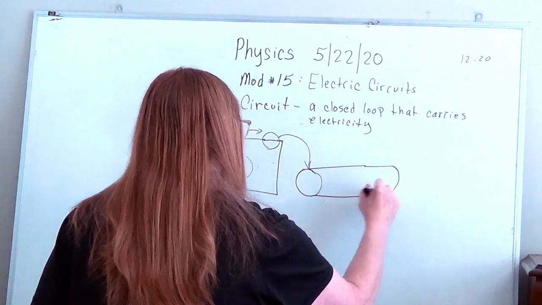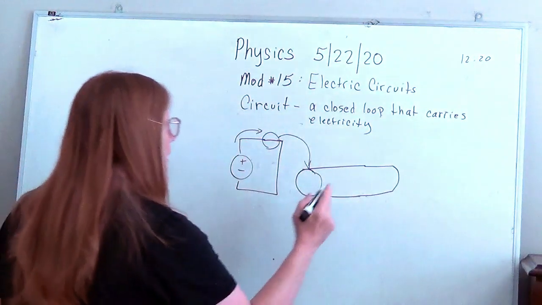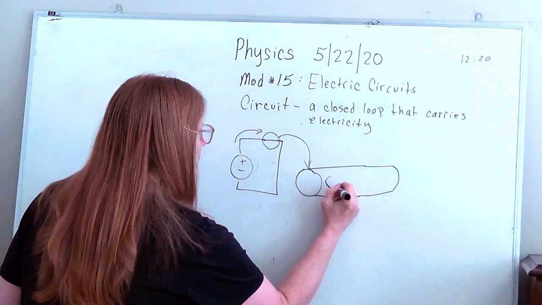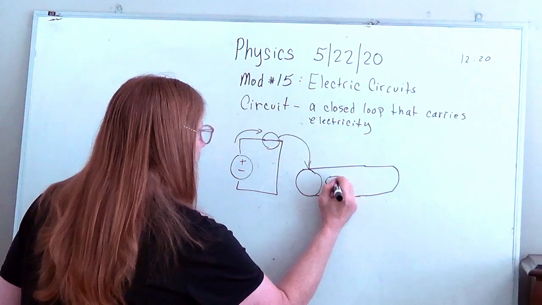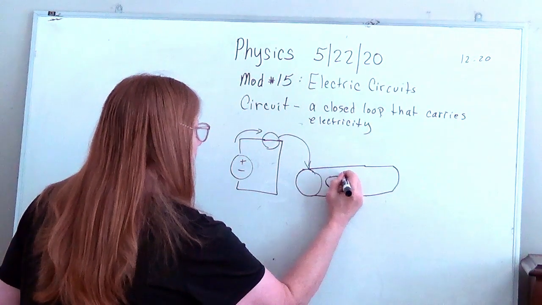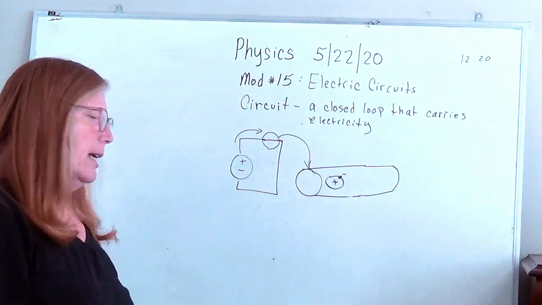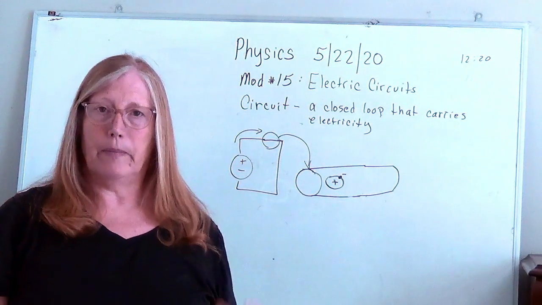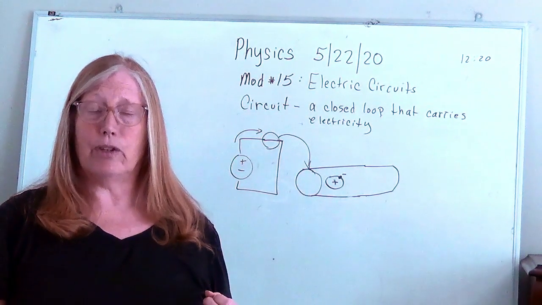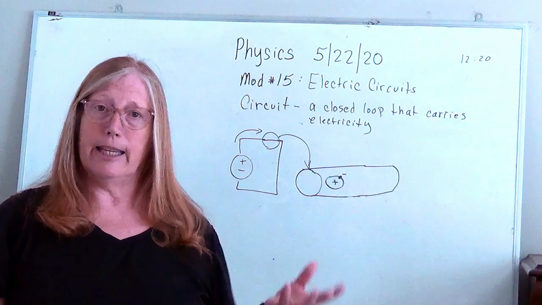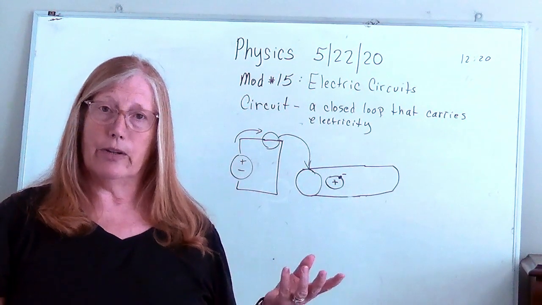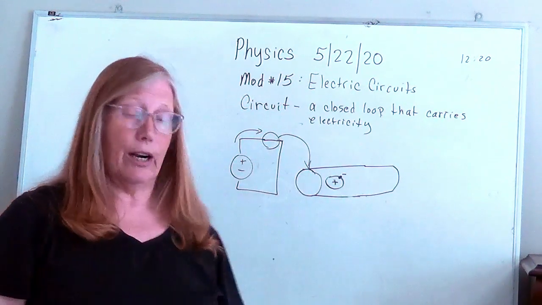All right, so here's the wire, and inside the wire there is an atom. For simplicity's sake, I'm just going to say that the nucleus is a positive charged nucleus, and the electron on the outer shell there is a negative charge.